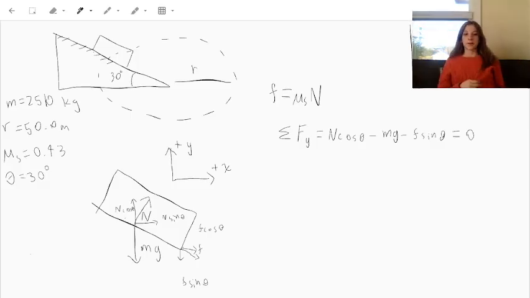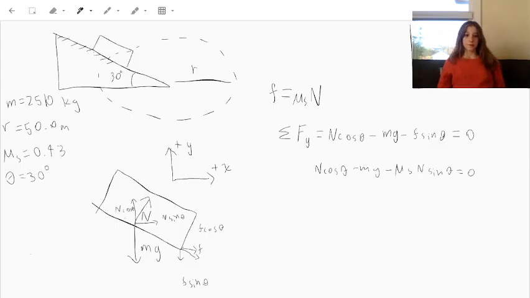So we know that the frictional force is equal to mu s n. So let's substitute this in for friction here. So n cosine theta minus mg minus mu s n sine theta is equal to 0.